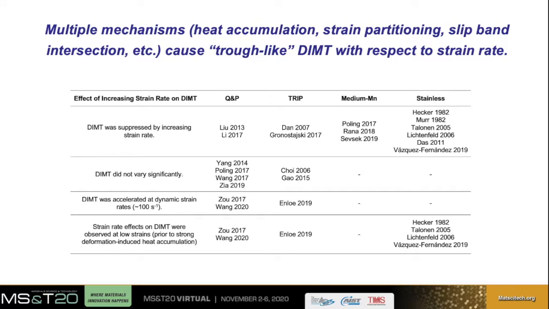This is not always the case for Q&P steels. In some cases, for example in Whitney Poling's work from the Steel Center, increasing strain rate did not drastically alter the extent of transformation. Interestingly, at very high rates, Zhou, Wang, and Enlow have reported that martensite transformation is in fact enhanced. Ultimately, the presence of trough-like behavior suggests that there is the potential to optimize microstructure design and deformation processes to tailor the martensite transformation and mechanical properties.